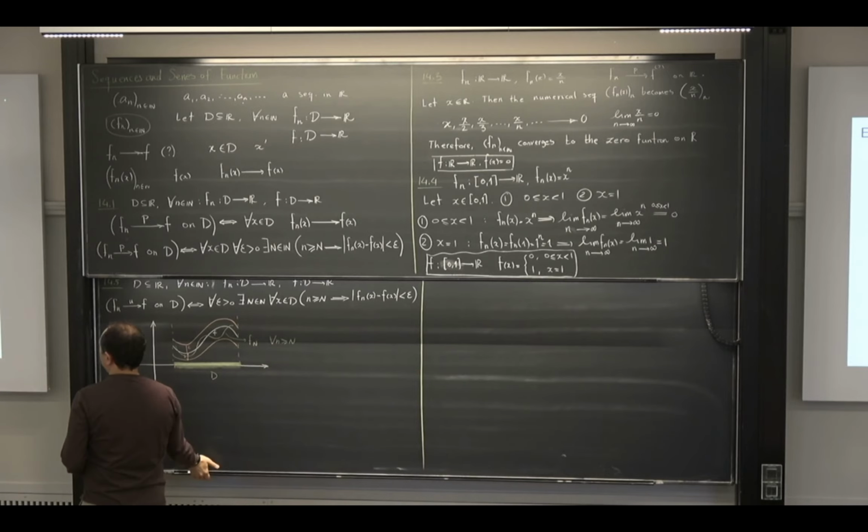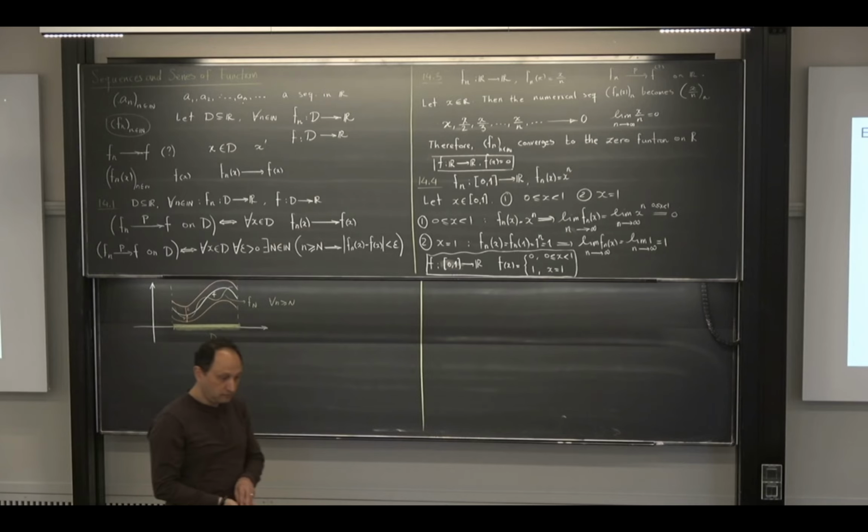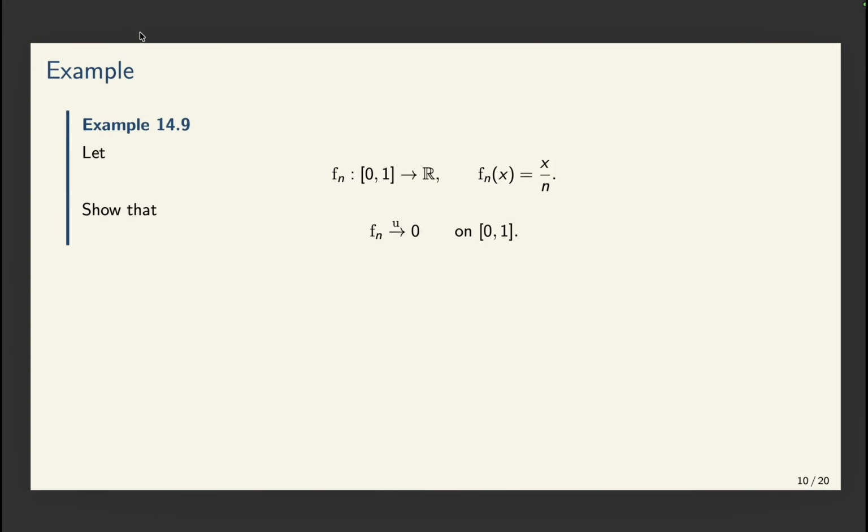So, for example, let me just do this problem, problem 14.9. I have given you a sequence of functions from [0, 1] to R, and I have defined them for you in this form. We want to show, by the way, they have told you what function that is. Here 0 is not the number; here 0 is the zero function.